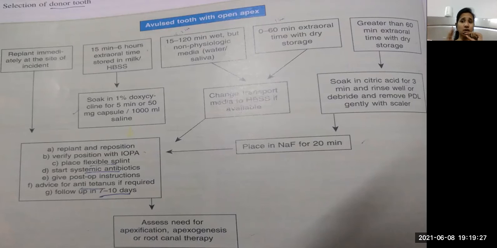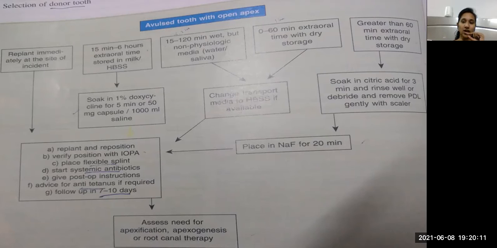So there are 5 scenarios based upon the time and based upon the medium. Once you have reimplanted or repositioned, verify the tooth position by using an IOPA. Then place the tooth in position and splint it using a flexible splint. Then start the antibiotic, give postoperative instructions, preferably advise the patient to take a tetanus toxoid injection, and ask the patient to come back after 7 to 10 days. This is the first follow-up where you need to start your apexification or apexogenesis based upon the vitality. Since it is an open apex, we attempt apexification or apexogenesis.